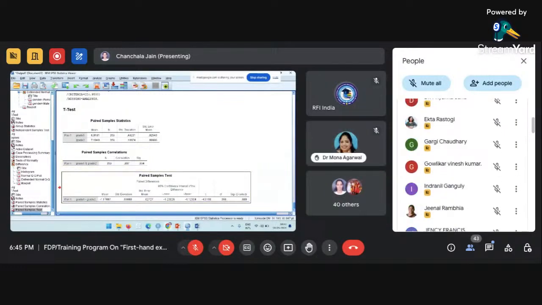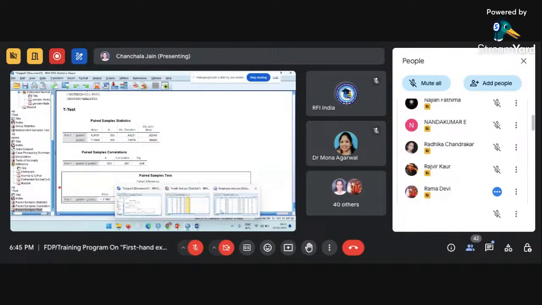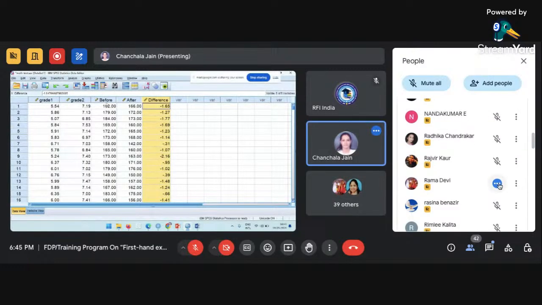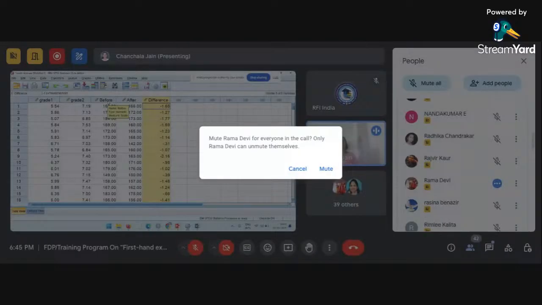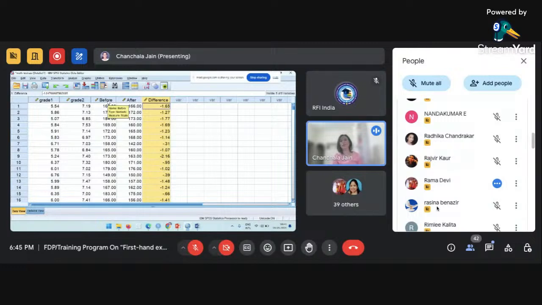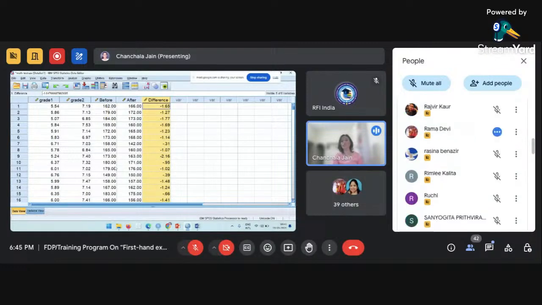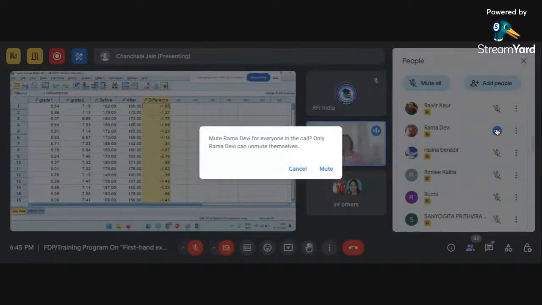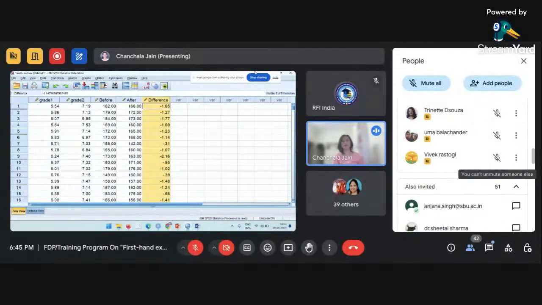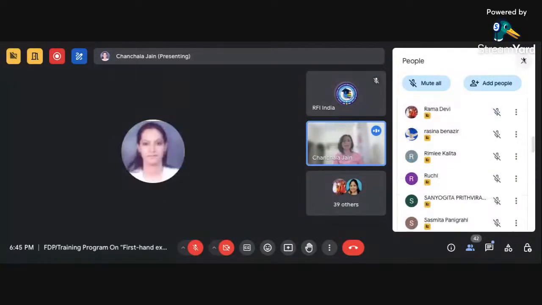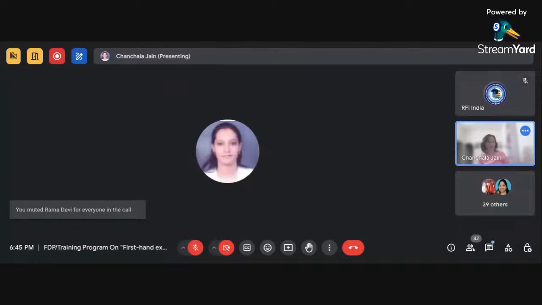Now you can see we have one more pair available, with before and after. These are the weights before taking the diet plan and after taking the diet plan, right? I'm expecting you to perform the paired sample t-test on these remaining 2 columns. So I'm stopping sharing my screen. I expect any one of you can share your screen, that would be a great thing. That way I can see whatever I taught, whether you got it or not.